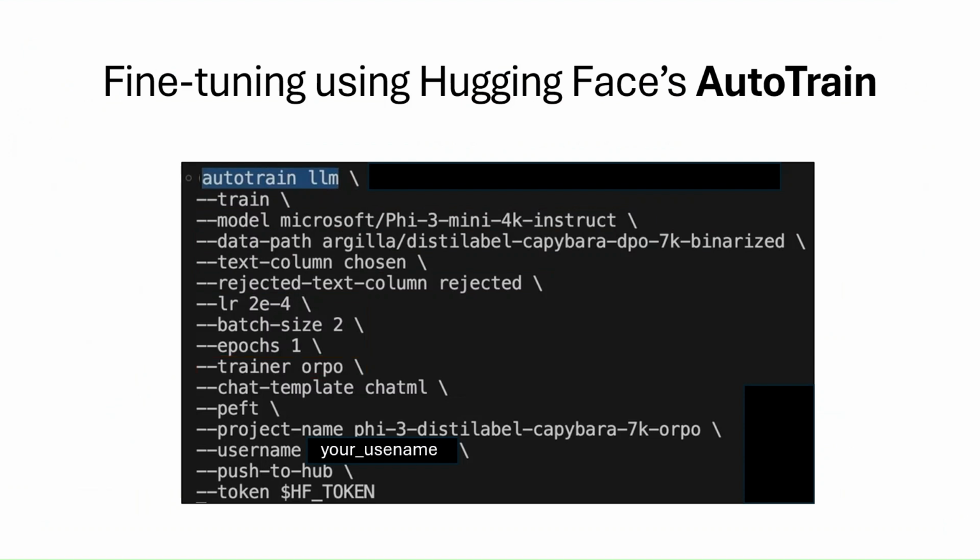After this, you use PEFT, which is an efficient method for fine-tuning. Finally, you need to specify your project name on Hugging Face along with your username and Hugging Face token so that your fine-tuned model is pushed to this project on your Hugging Face account. By running this command, you can fine-tune your LLM using the chosen dataset. This was our quick overview of ORPO. Hope you liked it.